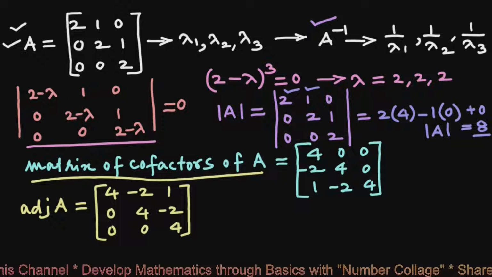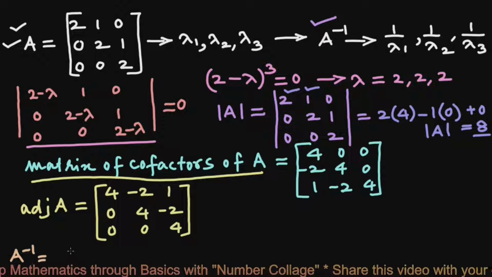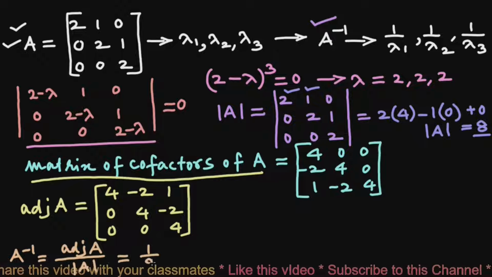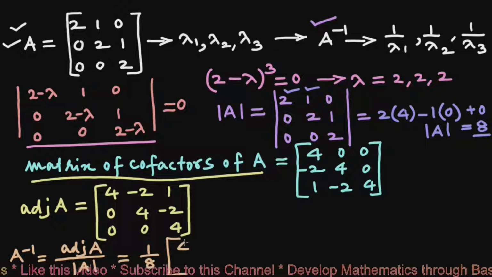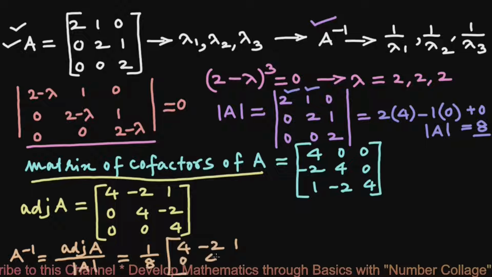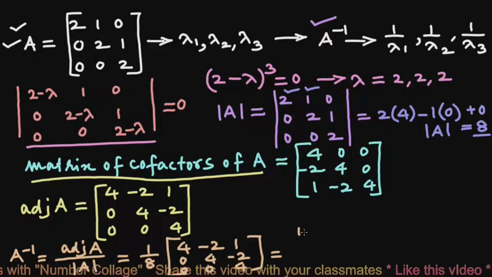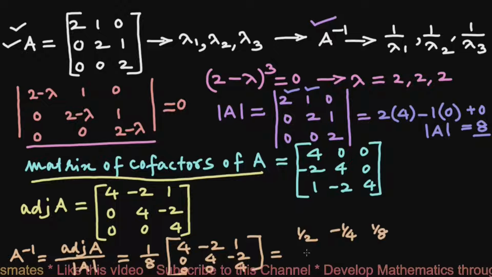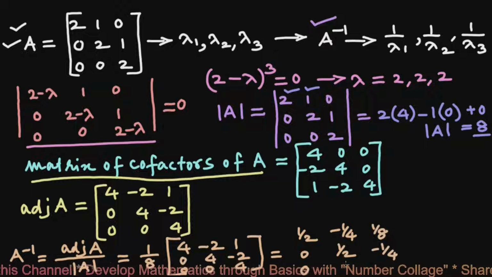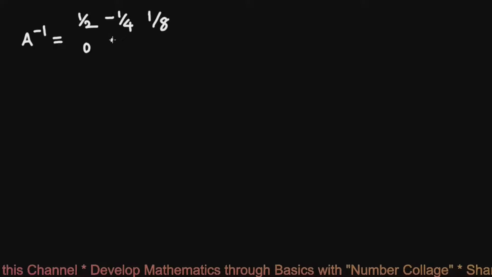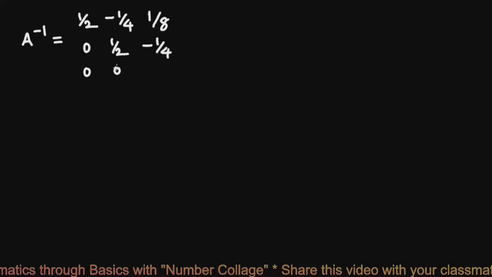Now A inverse, as we know, will be equal to adjoint of A upon determinant of A. So that will be 1 by 8 into adjoint of A, which is 4 minus 2 1, 0 4 minus 2, 0 0 4, which will be, after dividing by 8, half minus 1 by 4 1 by 8, 0 half minus 1 by 4, 0 0 half. We will rewrite A inverse for finding its eigenvalues.